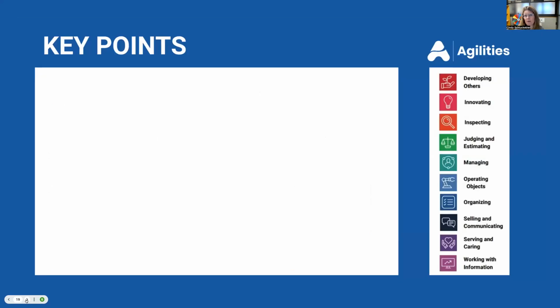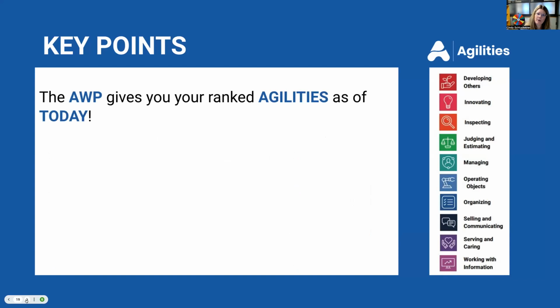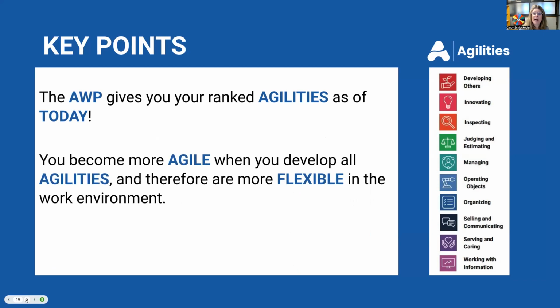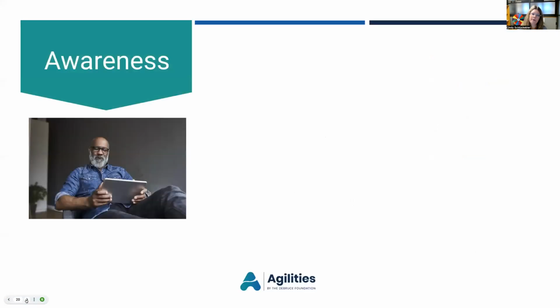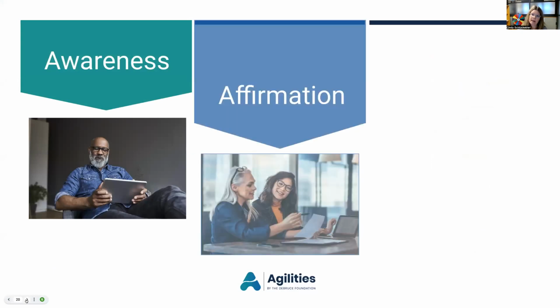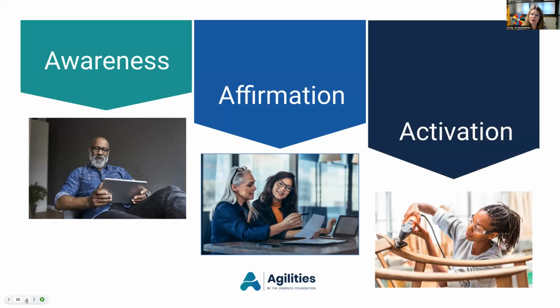So some key points that I really want to drive home with you is the AWP gives you your ranked agilities as of today. You become more agile when you develop all agilities, and therefore you're more flexible in the work environment. So you need to have that growth mindset. That's really part of the Agilities Framework, is having that growth mindset. With the right experience, agilities may be grown over time. So we're going to move on to becoming aware of your agilities, affirming your agilities, and then figuring out how you can activate these agilities after you take the AWP and figure out what your today results are.